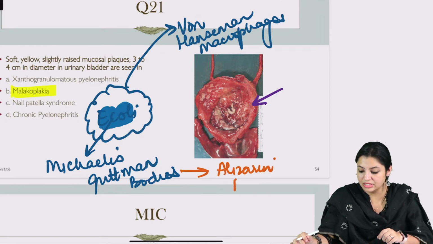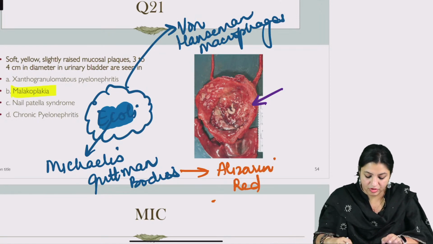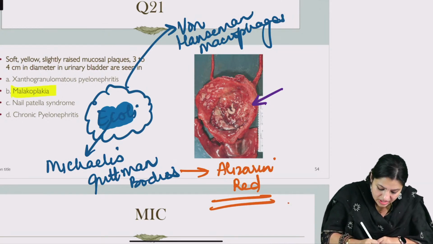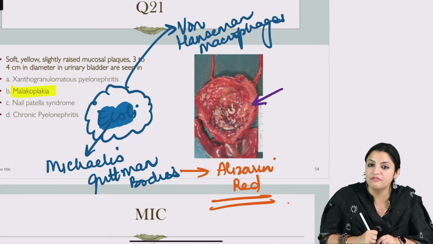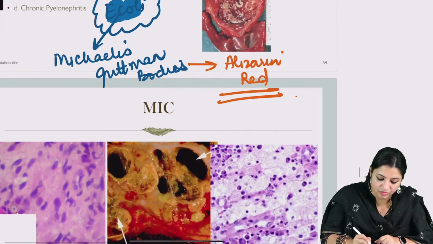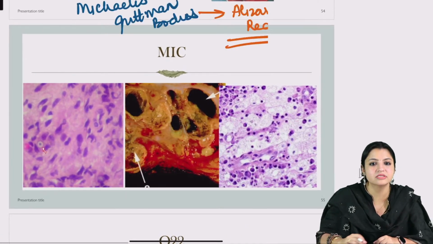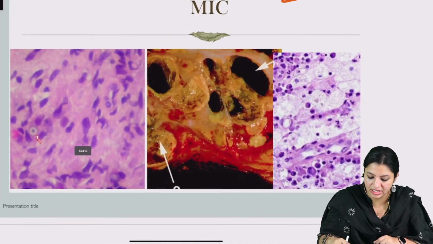So once you're clear with this, let's look at the microscopy of malacoplakia. The microscopy is going to show you these very small calcified deposits, and they are called Michaelis-Gutmann bodies, which all of you should remember. But there was another option here which was very important, xanthogranulomatous pyelonephritis. So this, guys, is again a very important image based question that can be given to you.